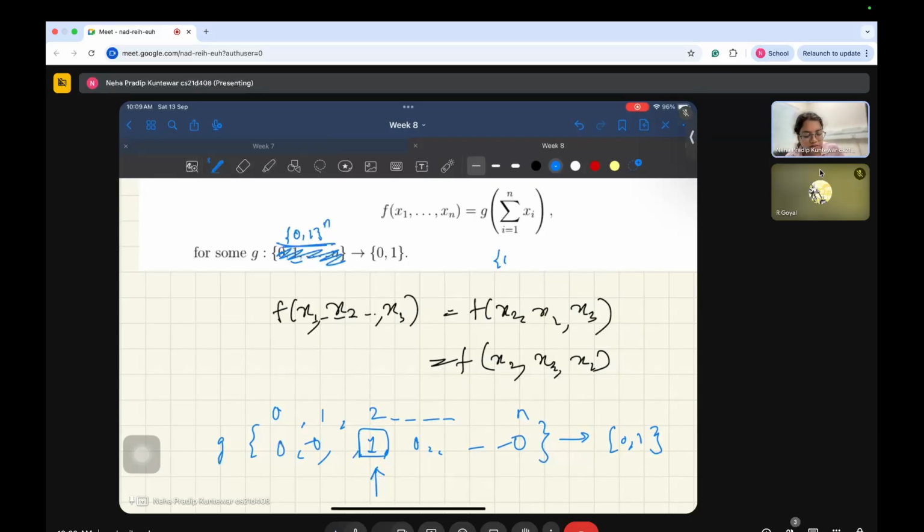Actually, you only need 0, 1 to the log n, because the maximum weight that G could take is n. You only need log n bits to represent that. So this is actually how it should be, but we can also think of it as over n bits. Yes, that's true, but I'm unable to think that how this g is transforming the value.